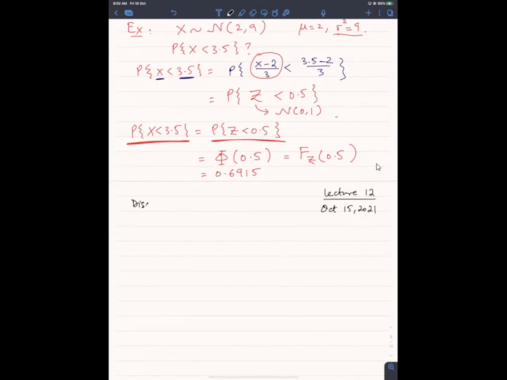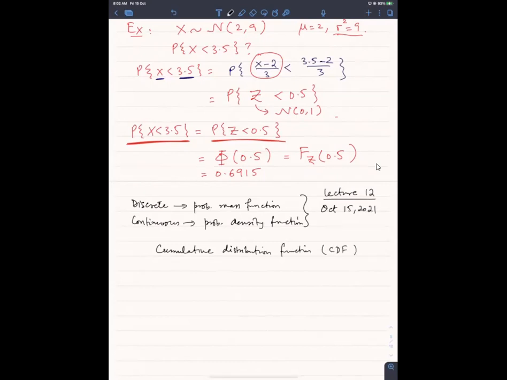So for the discrete case, we have the probability mass function. Similarly, for the continuous case, we have the probability density function. And both of these tell us everything about the random variable. There is another function which is called the cumulative distribution function, or CDF. So this one is your PMF, and this guy is your PDF.